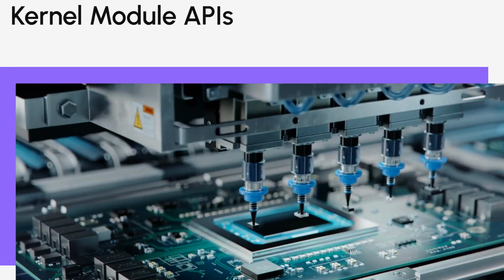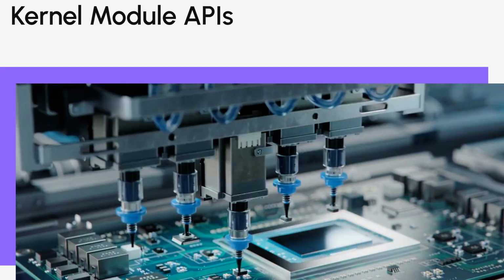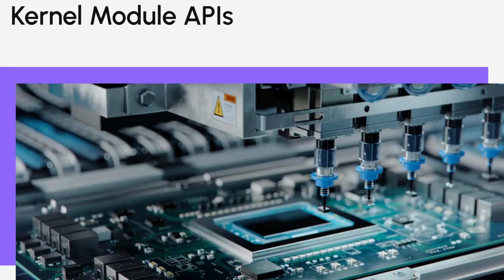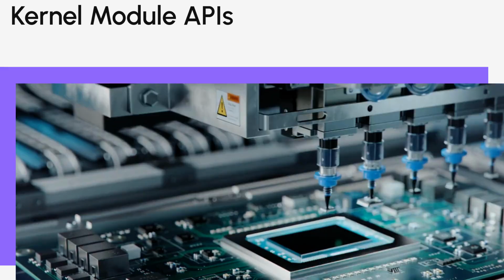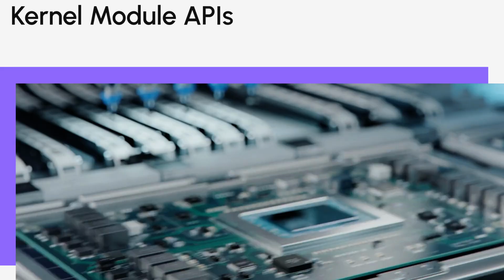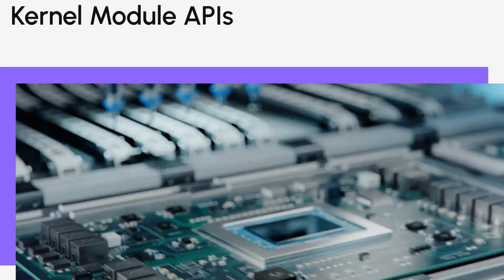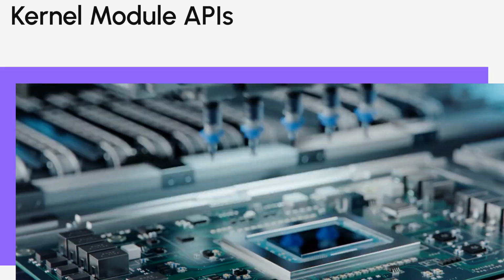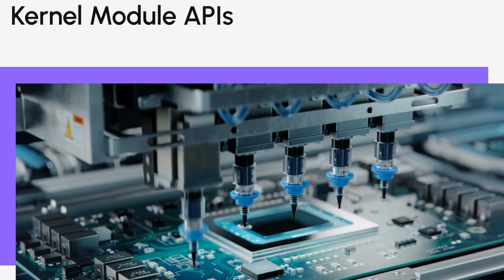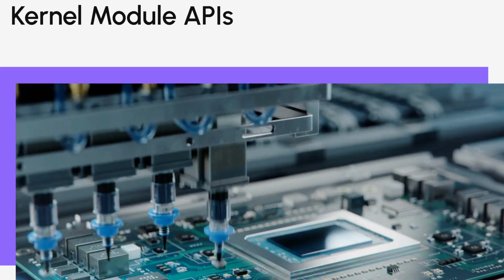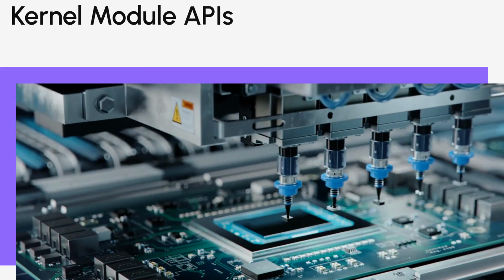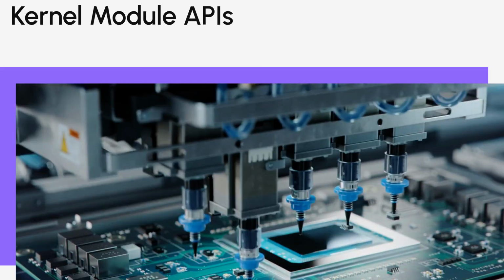Handling interrupts requires careful coding. Interrupts signal the CPU when a hardware event occurs. Proper implementation using request_irq and free_irq ensures timely response without race conditions or deadlocks, preserving system stability. Memory management is crucial in hardware interactions.